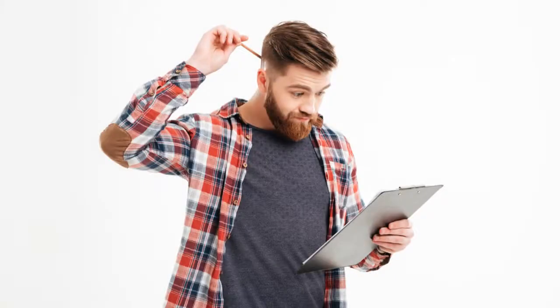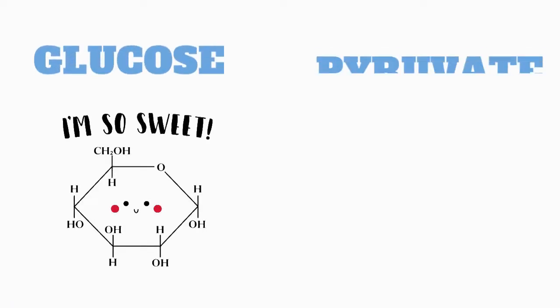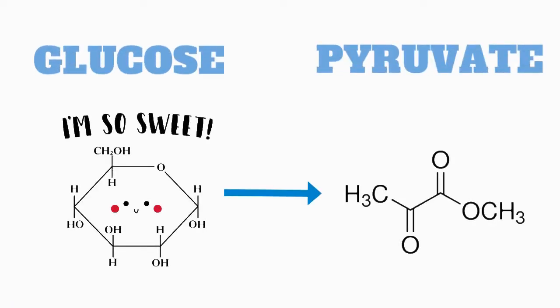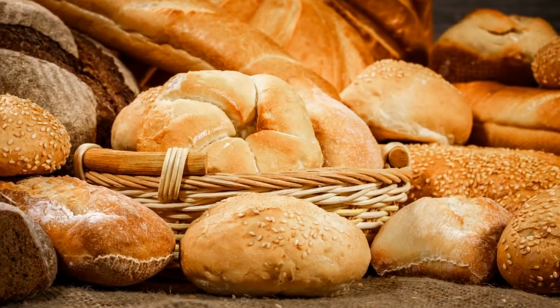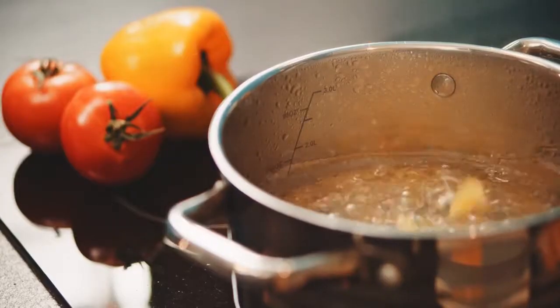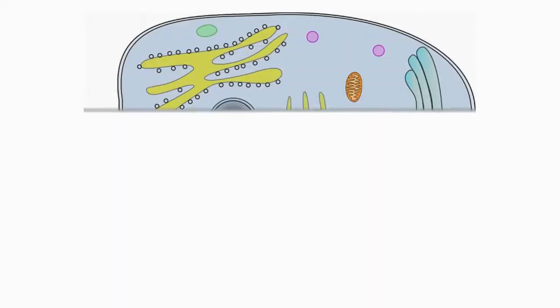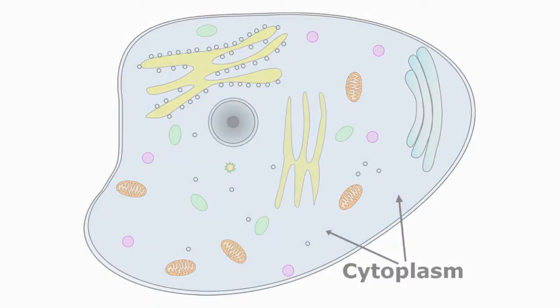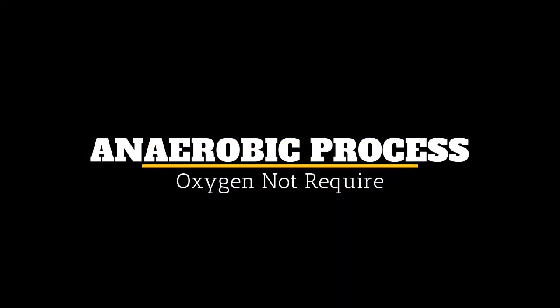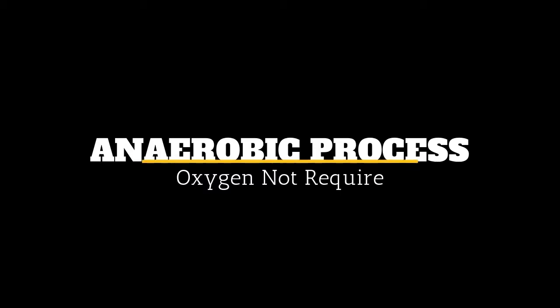Now, what is glycolysis? Glycolysis is the method which turns the sugar molecule glucose into pyruvate. We get glucose from carbohydrates like bread, rice, pasta, and potatoes. This procedure takes place in the cytoplasm and is an anaerobic process, which means that it requires no oxygen.